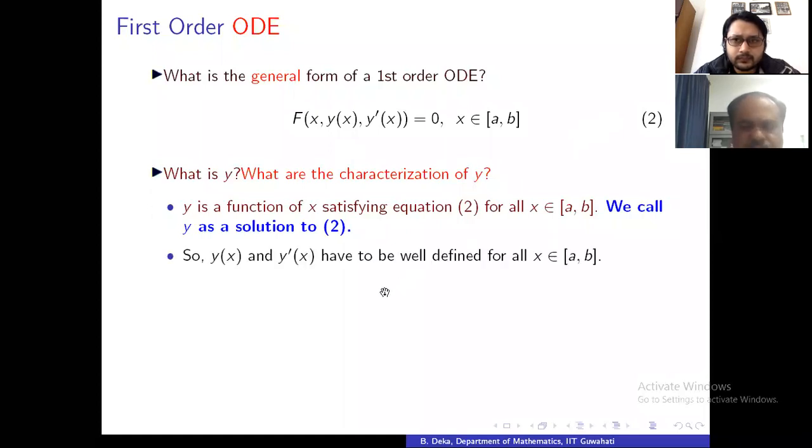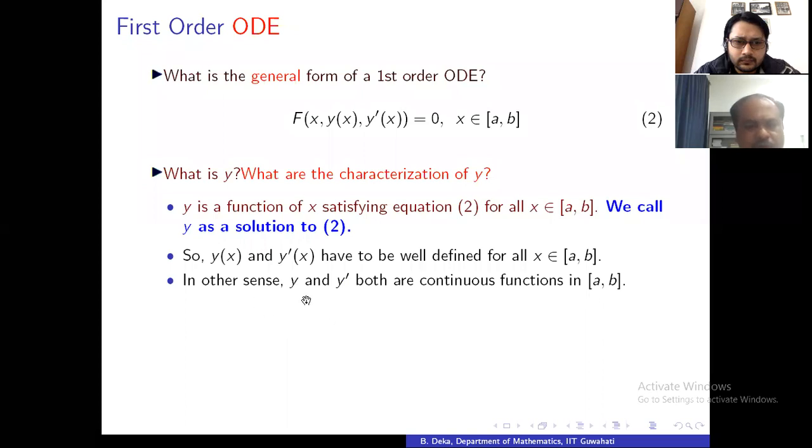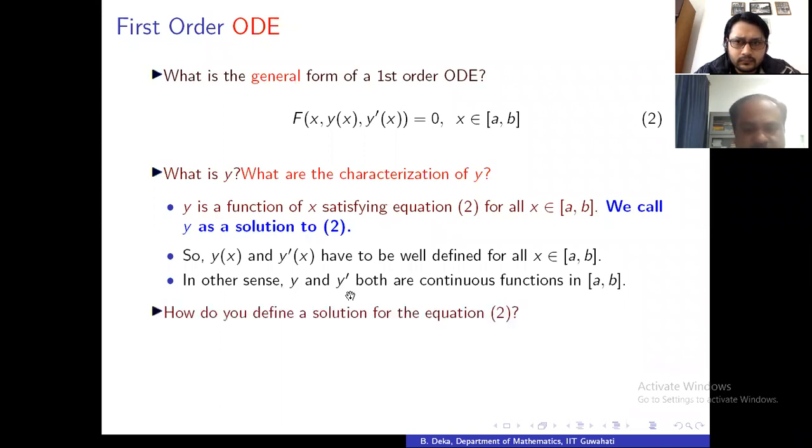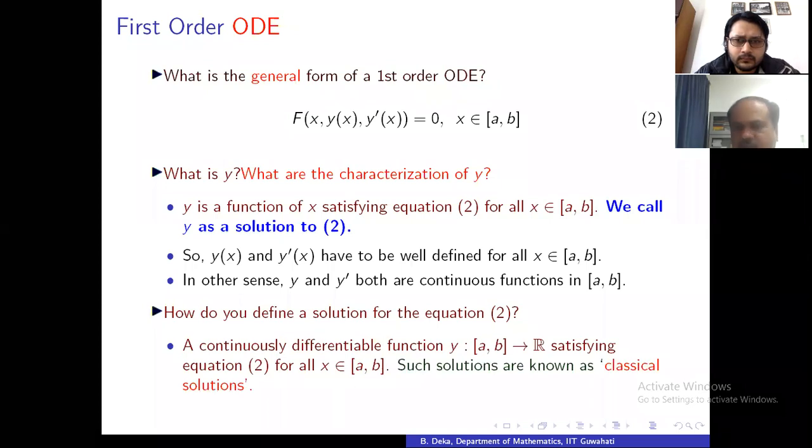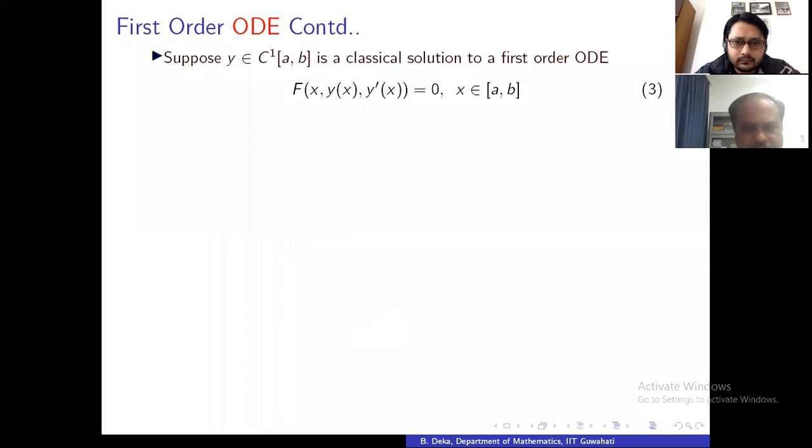Since you expect your solution to be well defined for all x, and its derivative y'(x) also to be defined for all x, naturally your solution y has to be continuously differentiable. In other words, y and y' are both continuous functions, which means y is a continuously differentiable function, that is, y belongs to C1[a,b]. So the formal definition of a solution to equation 2 is a continuously differentiable function y which satisfies equation 2 for all x belonging to [a,b]. Such solutions are known as classical solutions. A classical solution means any function which satisfies the given equation at all points. Now, once you have the definition of a classical solution, suppose y is the classical solution.